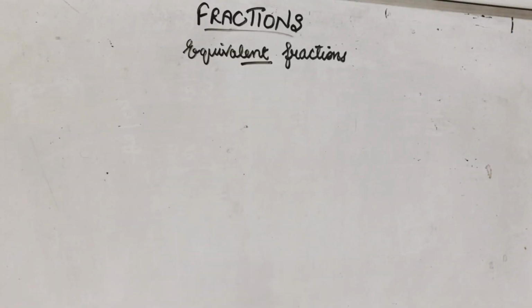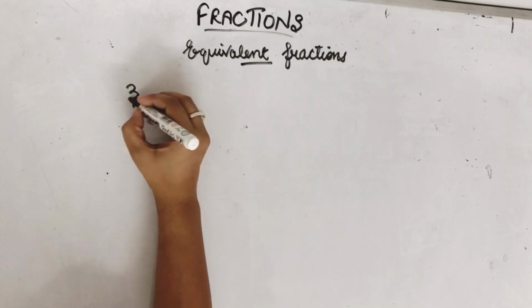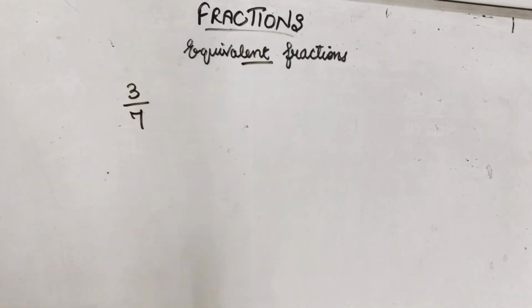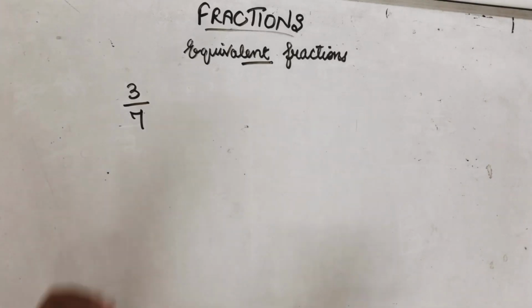How to find equivalent fractions? You are given a fraction 3 by 7. You have to find 4 equivalent fractions of 3 by 7. How will you find them? Now, you will multiply this fraction by different numbers.